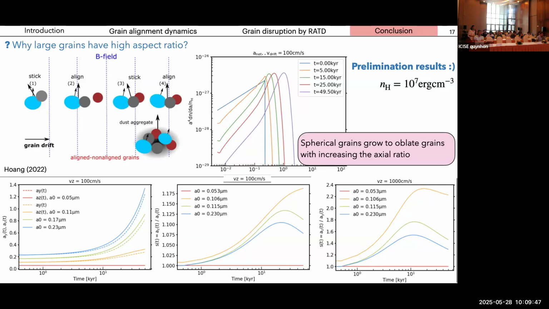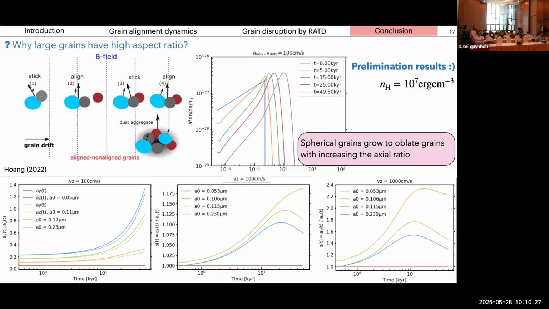And then we model the grain coagulation effects in order to understand the mass distribution and how grains grow. And secondly, we calculate the increase rate of the AX and AZ directions. So these are the results. This is the variation of AY, the direction perpendicular to the magnetic fields, and AZ, the direction along the drift direction. So we see that as time passes, AZ increases faster compared with the increase of the size in this direction.